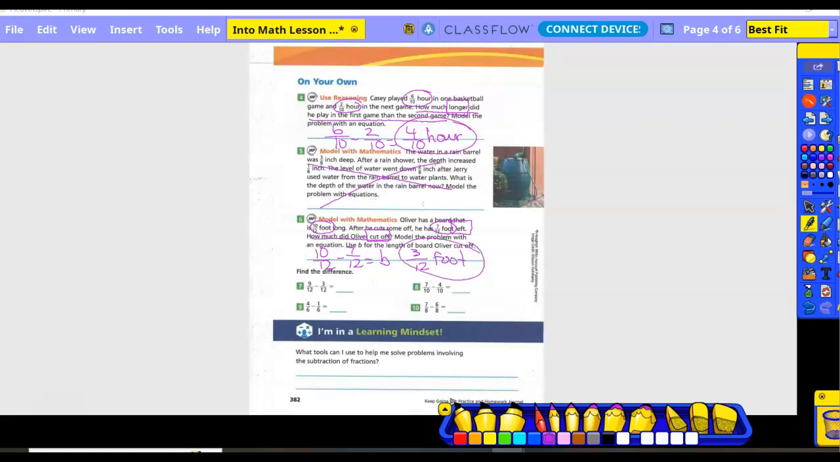7 through 10, I'm going to have you do as partners here in a second. What do they have to have to be able to just go ahead and do them? A common denominator. Okay, so go ahead and work those.